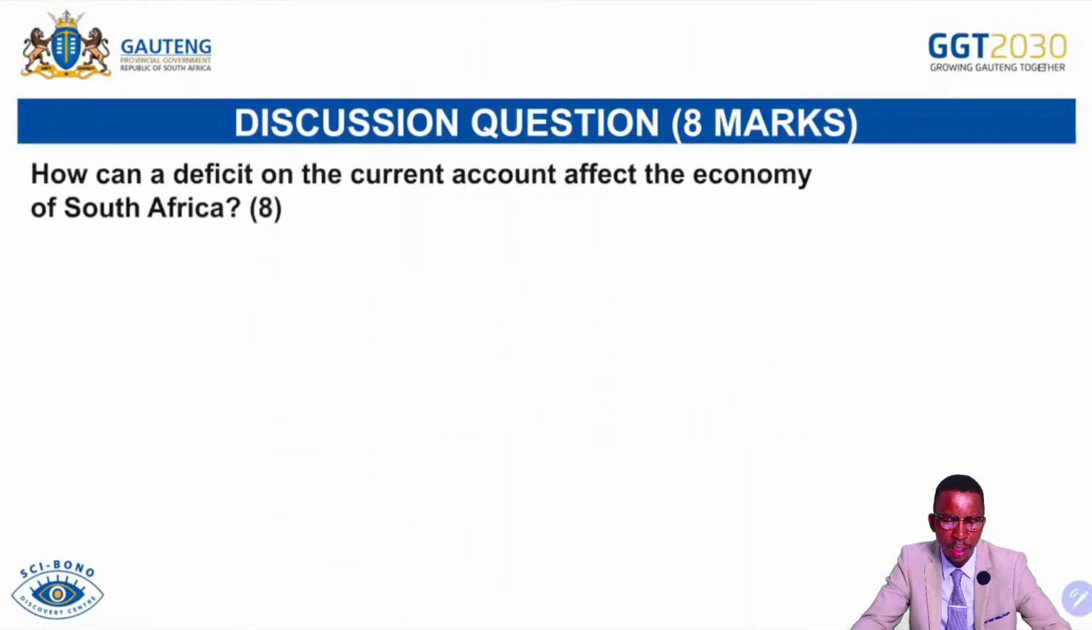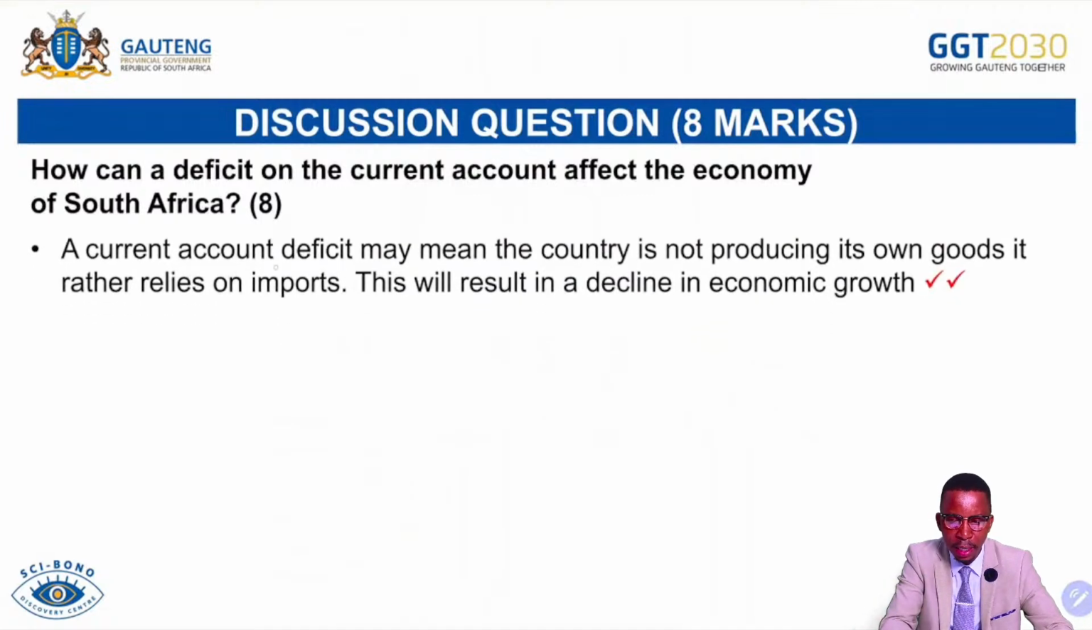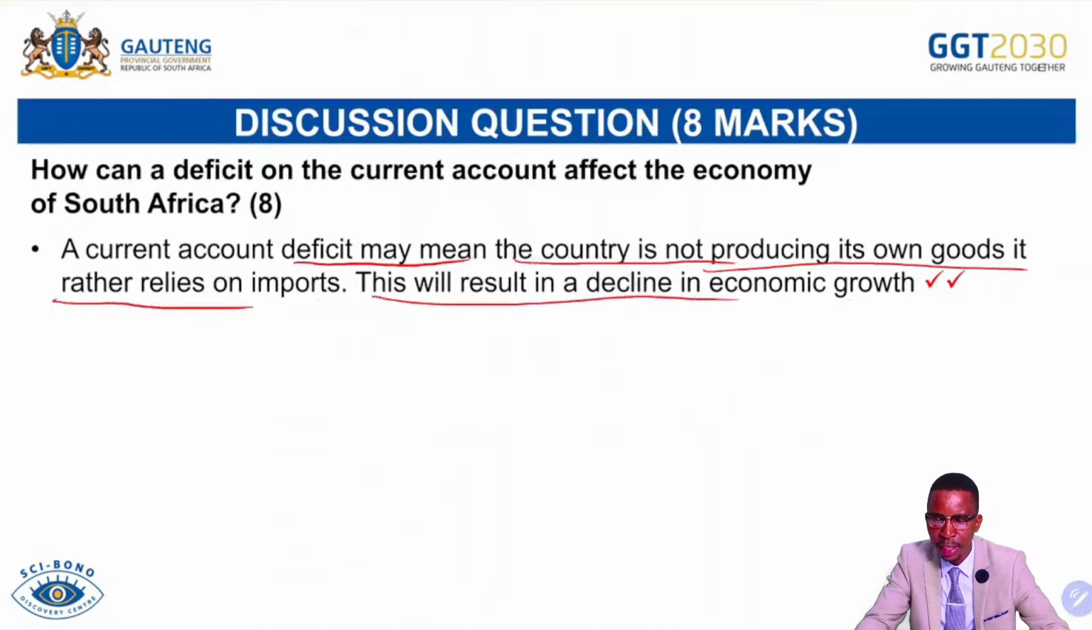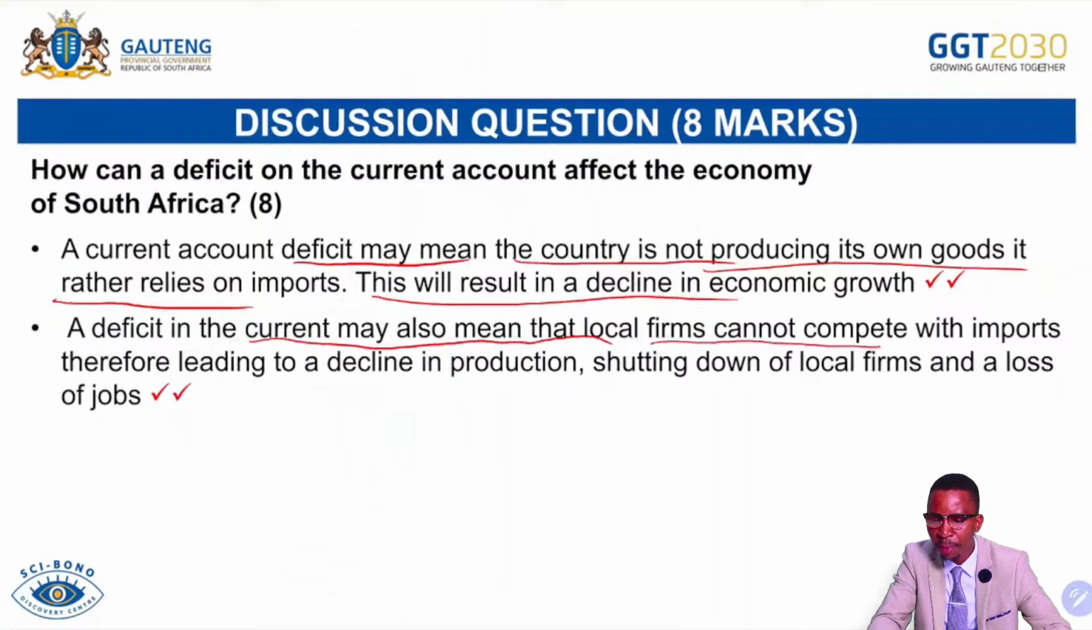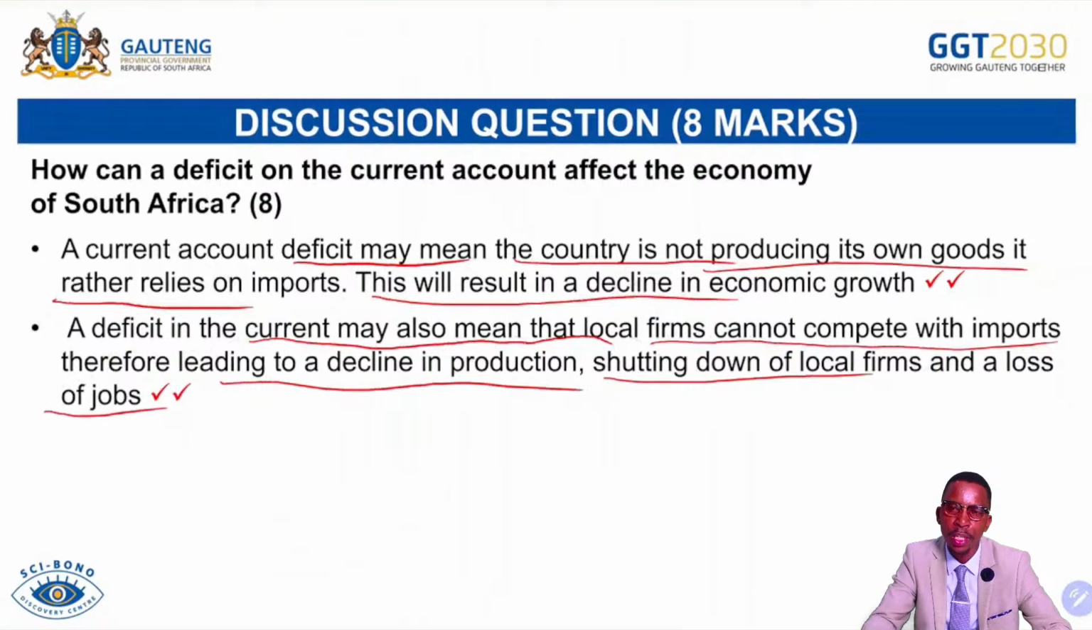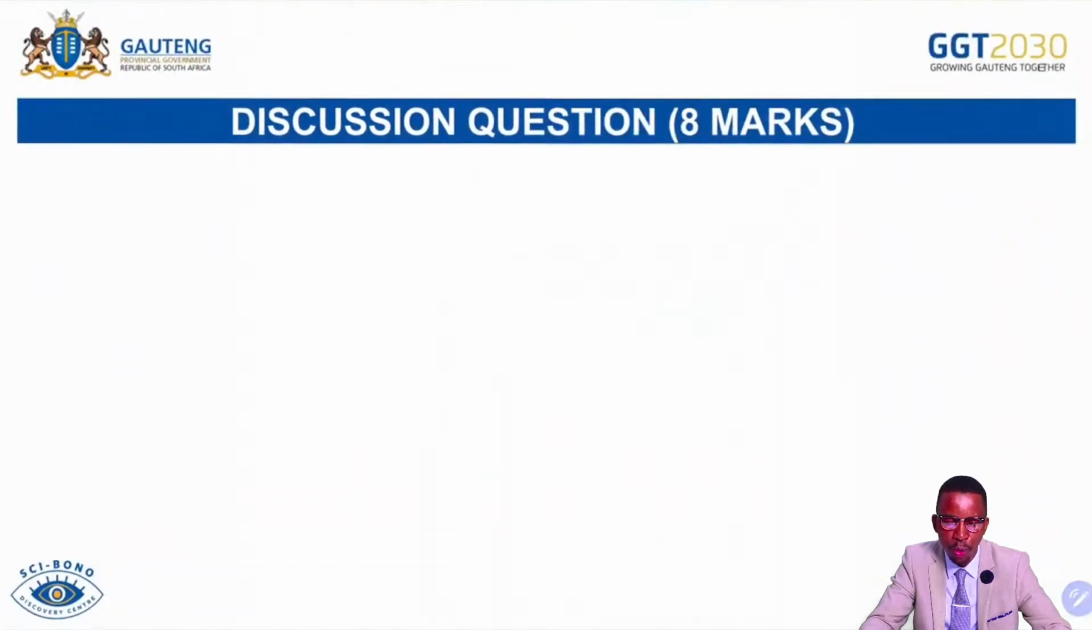Okay, discussion questions. How can the deficit on the current account affect the economy of South Africa? Let's check. A current account deficit may mean the country is not producing its own goods, rather relies on imports. This will result in a decline in economic growth. And then a deficit on the current account may also mean that local firms cannot compete with imports, therefore leading to a decline in production, shutting down local firms and loss of jobs in South Africa. And then also we continue with the same question.